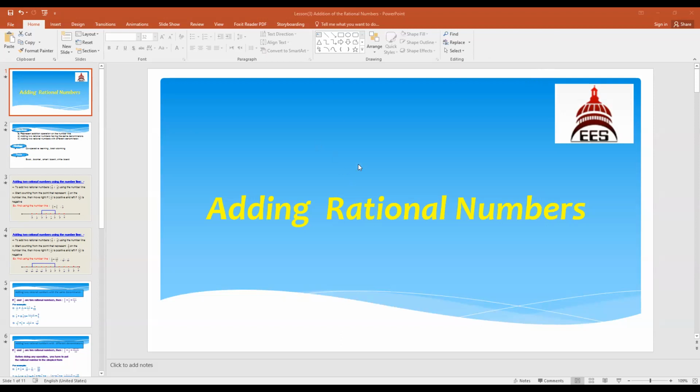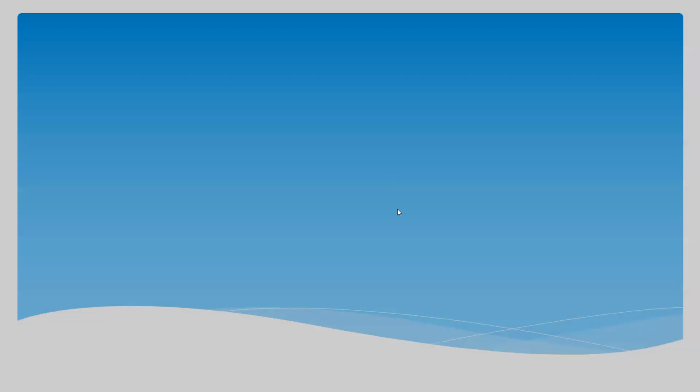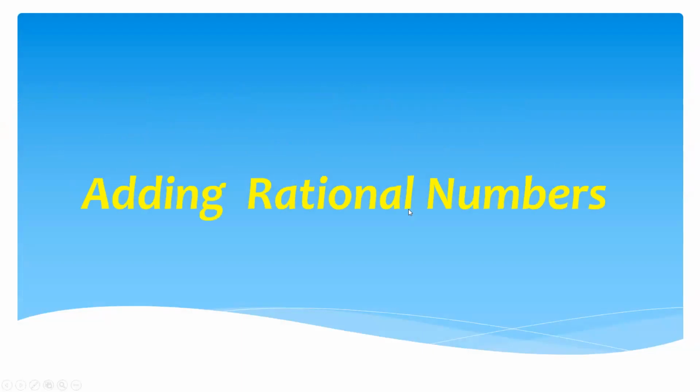Now inshallah we take a new lesson, lesson 3 in algebra, adding rational numbers. Now inshallah we take how to add two rational numbers. Adding rational numbers.